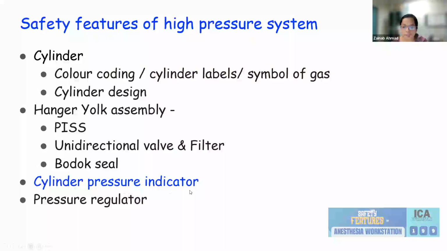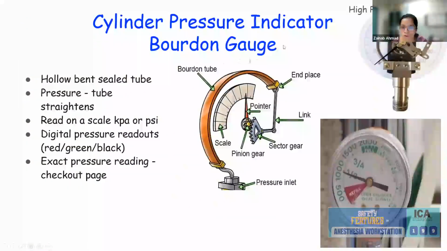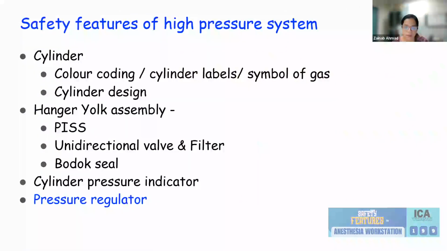Okay. Then we have a cylinder pressure indicator. We all know this from the Boyle's machine. It is a Bourdon gauge, a hollow bent tube. Whenever this tube is pressurized, it straightens, and the pointer reads on a scale which is either in kPa or PSI. We now have digital pressure indicators as well, where you can see exact pressures. For example, in the Dräger Primus, on the checkout page, and also there is a place on the ventilator screen where you can see the pressures of the cylinders.